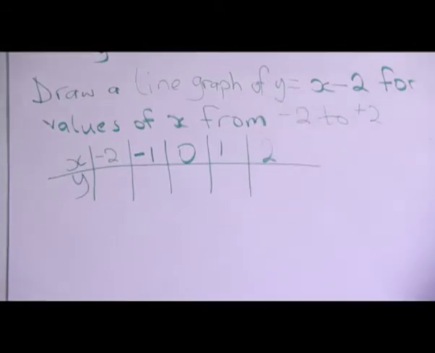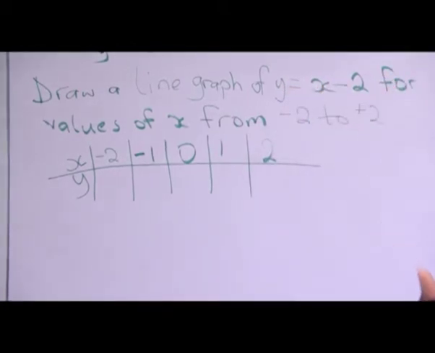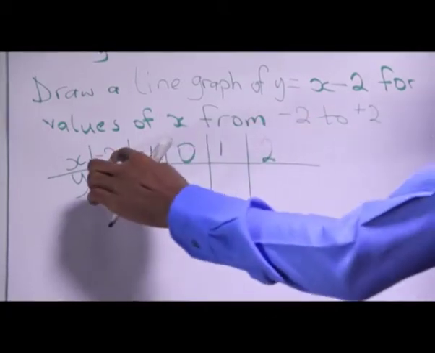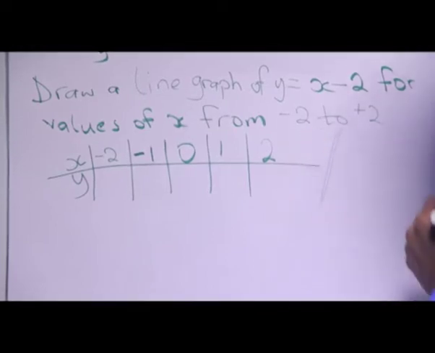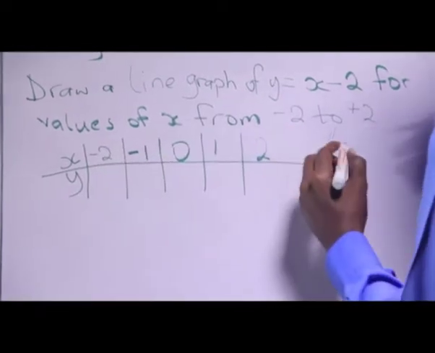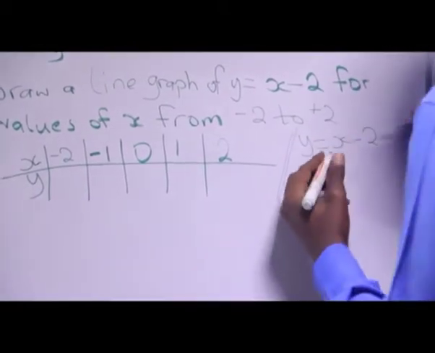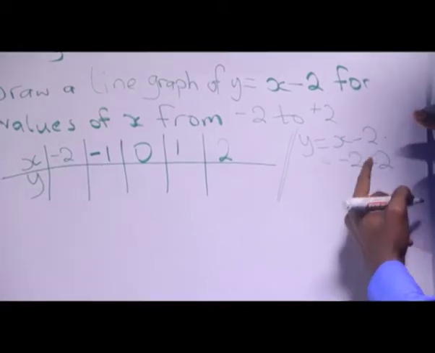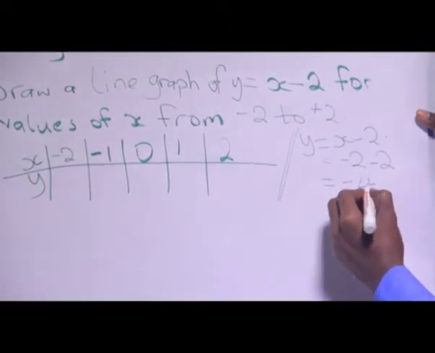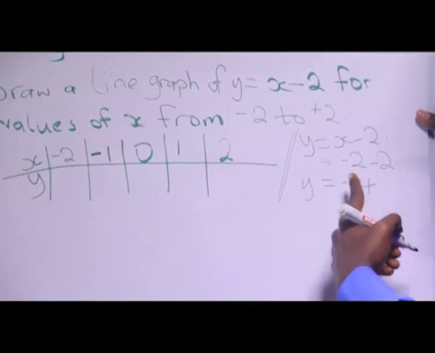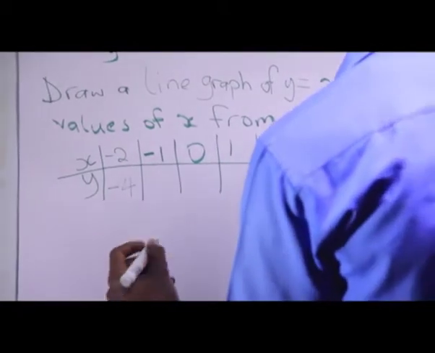Now how do I find the y values? I find the y values using the equation given to me, y is equal to x minus 2. For every x value, I'm going to substitute in this equation. To start with, I have -2. When x is -2, I want to know my y value. So I'm going to have -2 minus 2, which gives us -4. So my y value in that case is going to be -4. So I put -4 here. I proceed to the next.